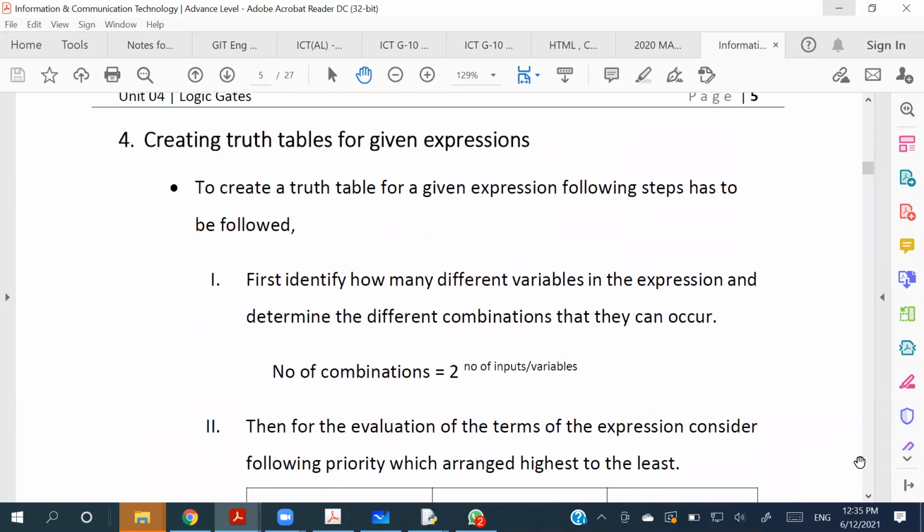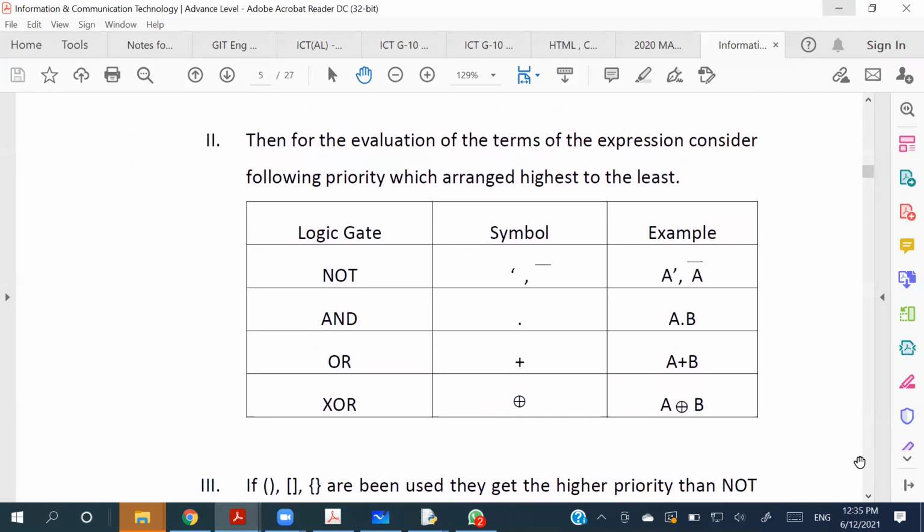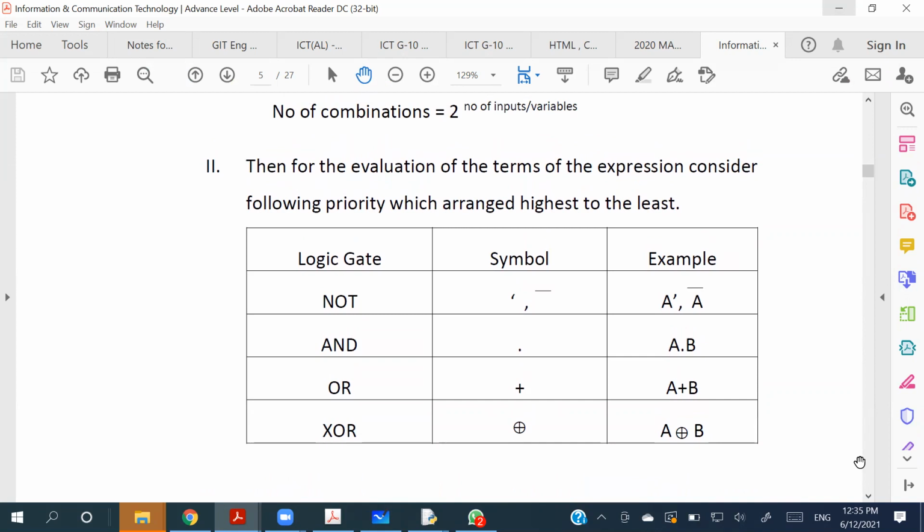Yeah, our next topic is creating truth tables for a given expression, right? Now, when you are creating a truth table for a given expression, you have a way to do that, like solving a particular math problem according to the mathematical operator prioritization, right? So if you are asked to solve 2 plus 3 divided by 6 multiplied by 2, there is a way that you are going to do that, right?